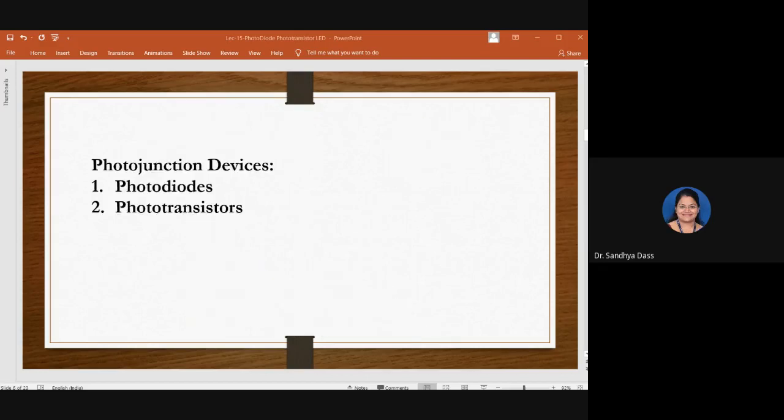Moving on to photo junction devices, which we are interested in now. In our syllabus, we have photodiode.